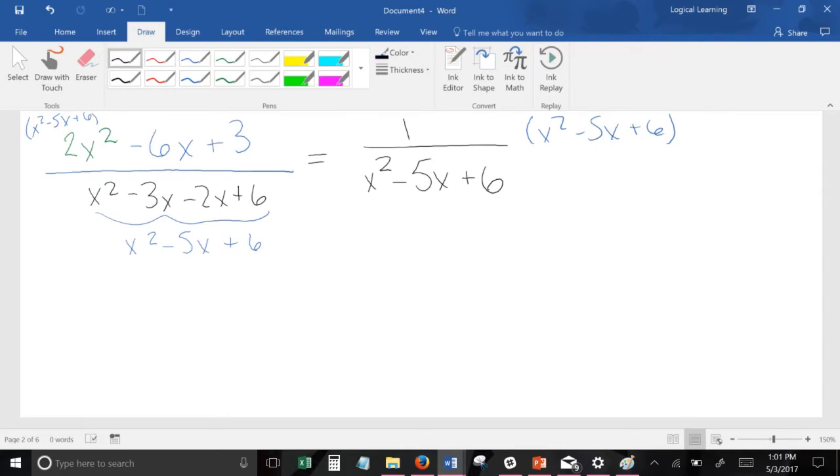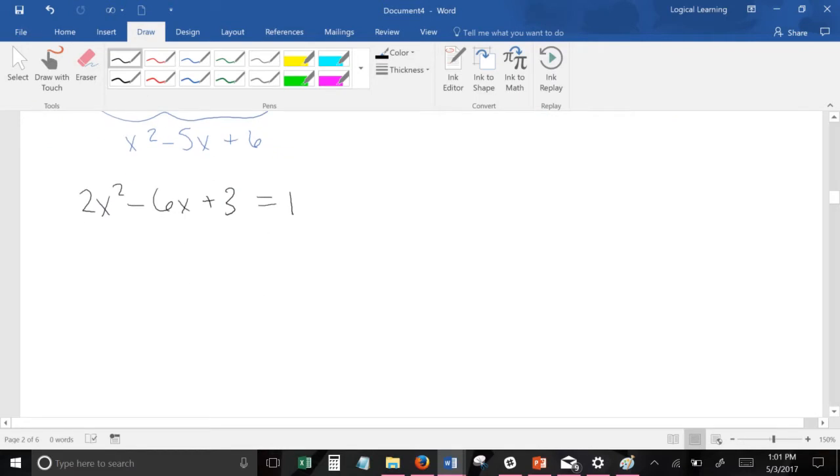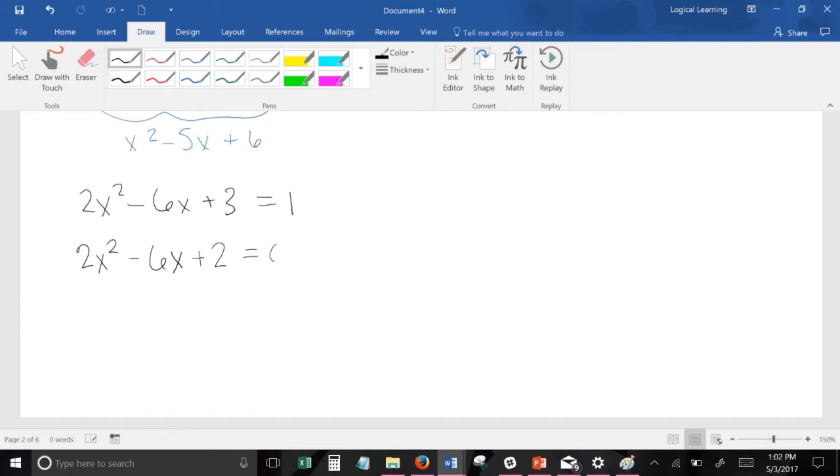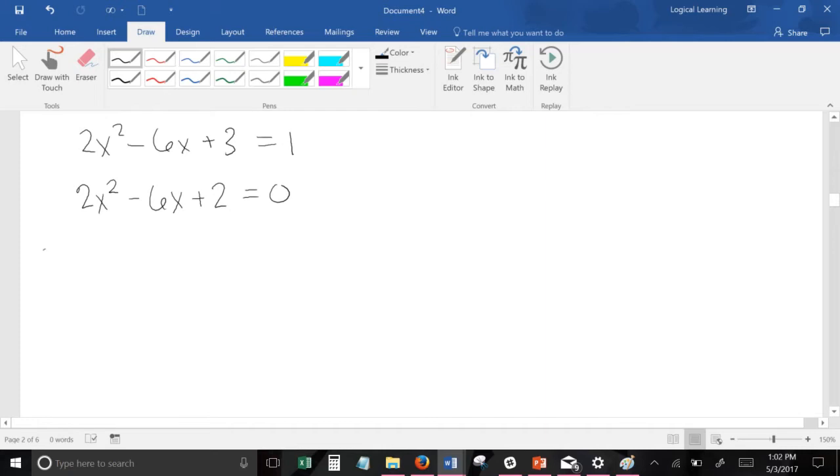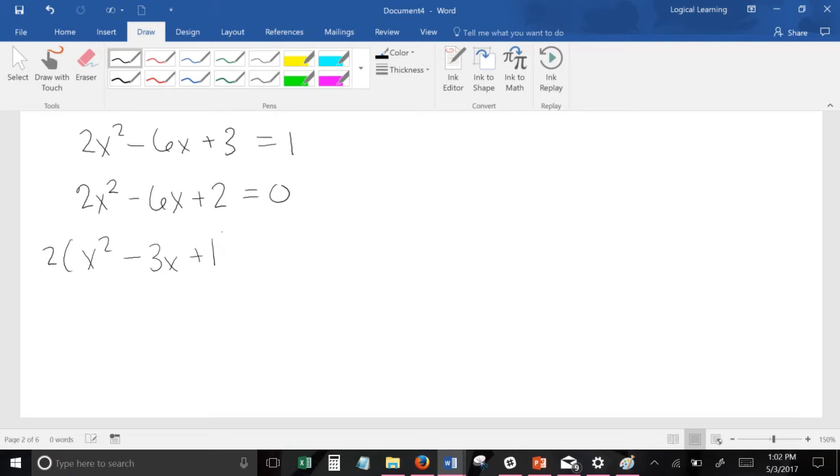Now on this side, they'll cancel out, and we'll get 2x squared minus 6x plus 3. And on this side, they'll also cancel out, but let's remember that anything over itself is equal to 1. So we'll get 1 on this side. We want it to look like our quadratic equation that we're used to in the form of ax squared plus bx plus c equals 0. So we're going to subtract 1 from each side, which will give us 2x squared minus 6x, and 3 minus 1 is going to give us plus 2 is equal to 0. Now we can factor a 2 out, and we get x squared minus 3x plus 1 is equal to 0.